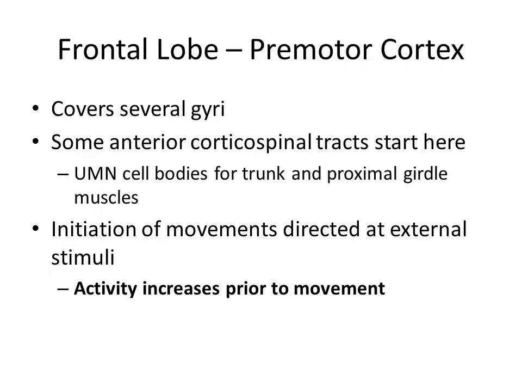Directly in front of the primary motor cortex, we have the premotor cortex. Unlike the primary motor cortex, which is situated on a particular gyrus, the precentral gyrus, the premotor cortex spans across several different gyri. So you can think of it as more just this kind of area that sits in front of the primary motor cortex. Some of the anterior cortical spinal tracts start here because we need to initiate postural control before we move with our limbs. And the premotor cortex is activated before we have actual movement. The premotor cortex essentially gives direction to the primary motor cortex for voluntary movement.